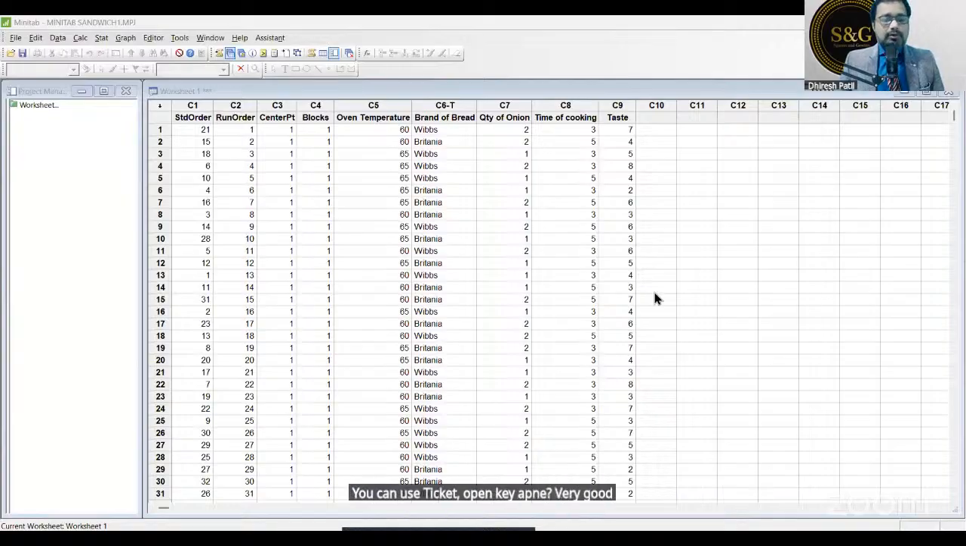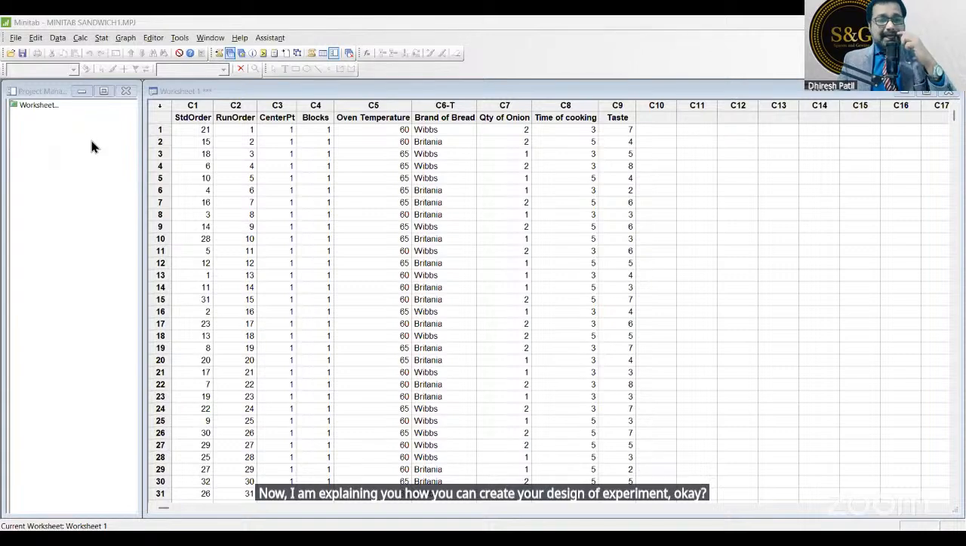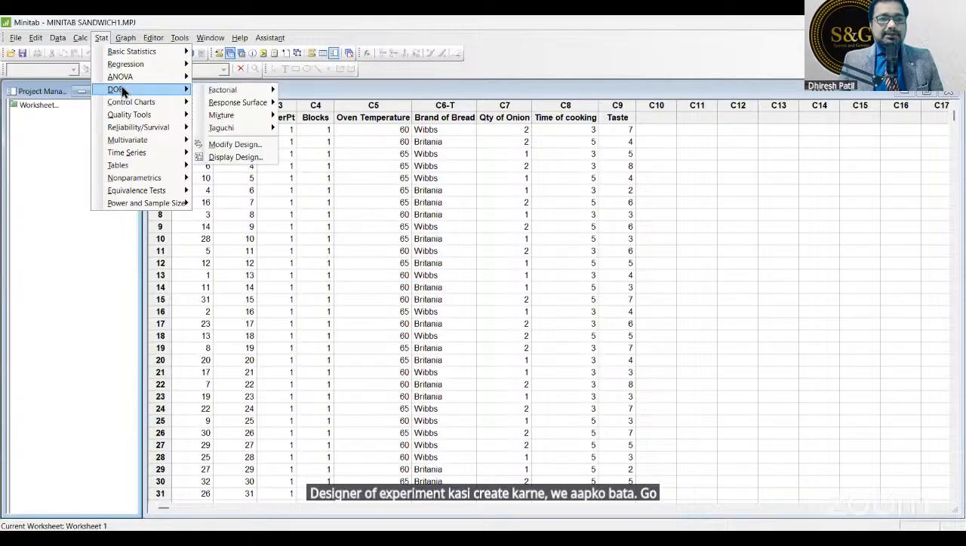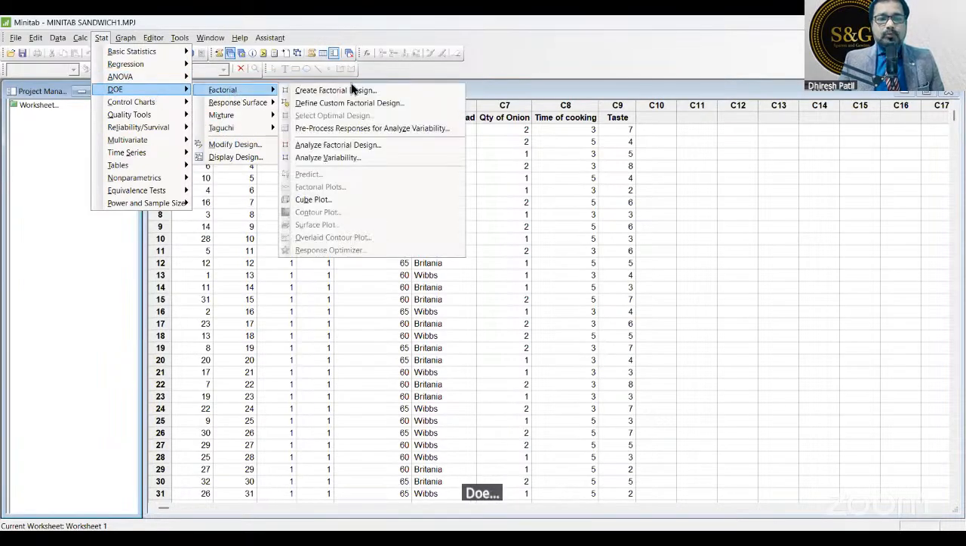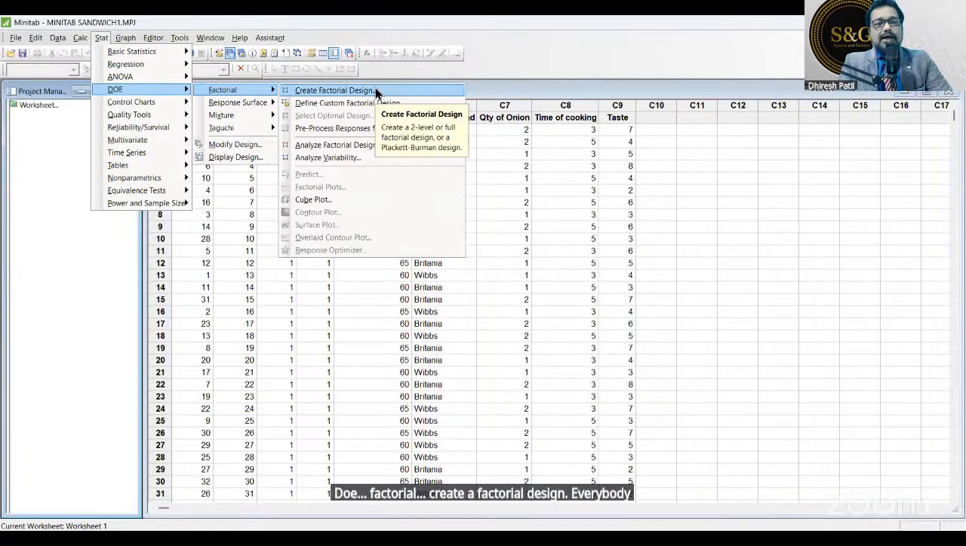Very good, very good. Now I am explaining how you can create your design of experiment. Go to Stat, DOE, Factorial, Create Factorial Design. Everybody follow this path: Stat, DOE, Factorial, Create Factorial Design.